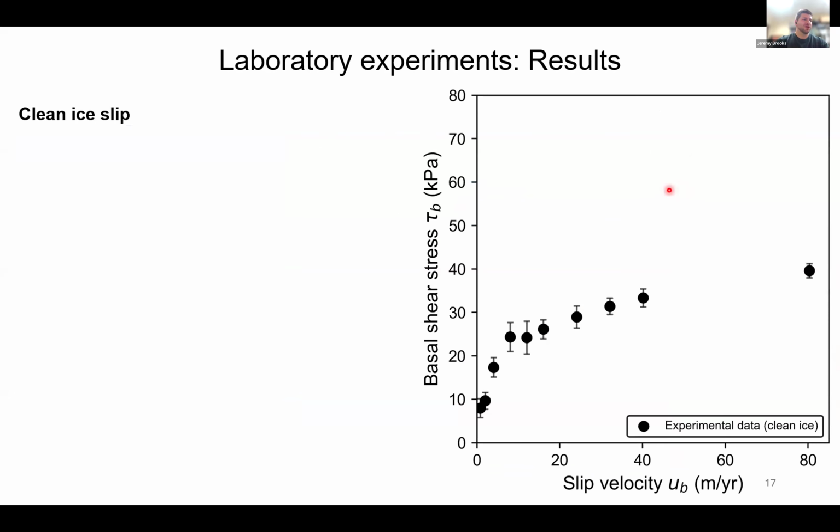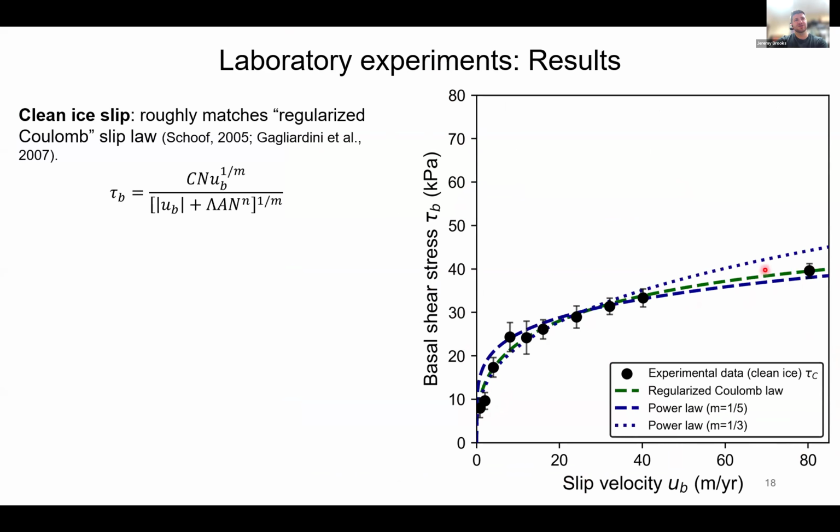So here are the results. Here's slip velocity versus basal shear stress, and these black points are the experimental data for clean ice conditions. What we find, if we fit functions through these data, is that this tends to validate a regularized Coulomb-like slip law, where we approach an asymptotic upper bound. However, a highly nonlinear power law with an exponent of about 1/5 also fits our data quite well. So for clean ice conditions, this gives us some empirical validation for a Coulomb-like slip law.